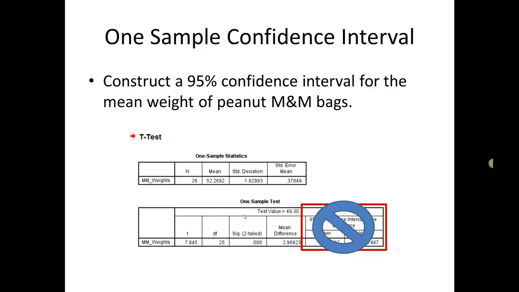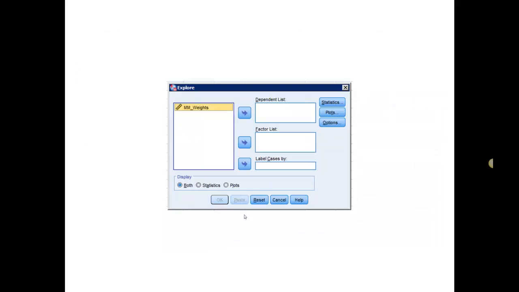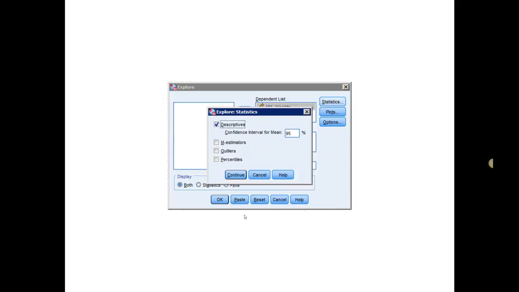Okay? Instead, the correct way to do the confidence interval for the mean is going to be using the Explore option in SPSS. So in SPSS, you're going to go to the Analyze menu, down to Descriptive Statistics, and choose Explore. Once in there, you're going to take those M&M weights and put them over there on your dependent list. Then if you click on the Statistics button, it gives you some options here. So the default confidence level is going to be 95%, which for my example here, that's what I want to do.